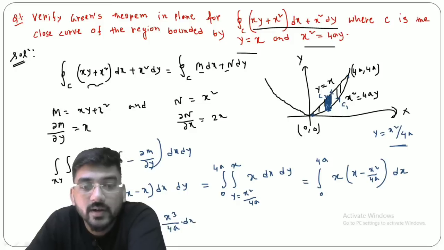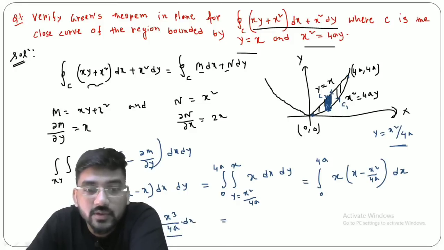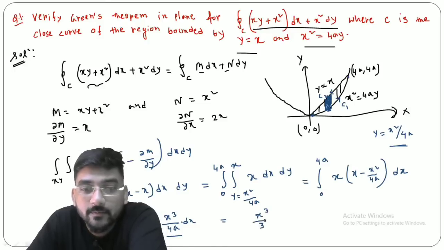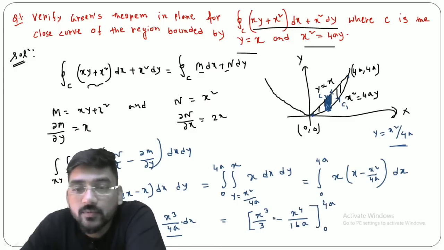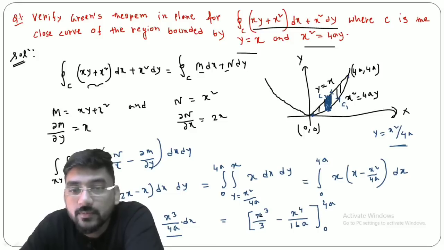So you can solve this integration and this limit separately. So this will be x cube by 3, minus x to the power 4 by 4. So it will be x to the power 4 divided by 4, that means 16a. Then we have to put the limit from 0 to 4a. If you put the upper limit, it will be 4a cube by 3.